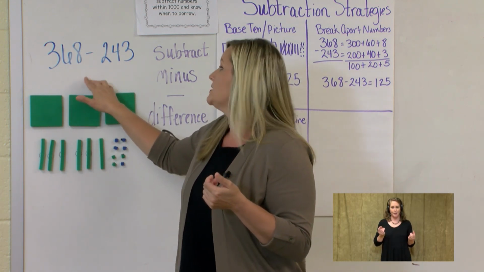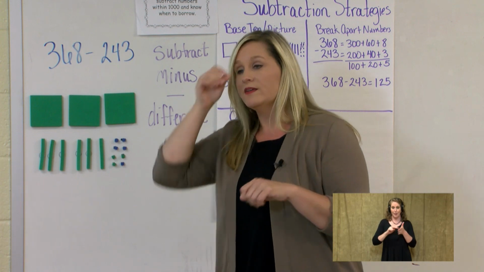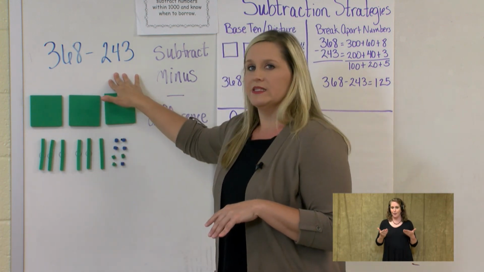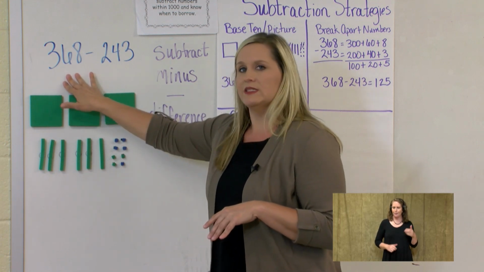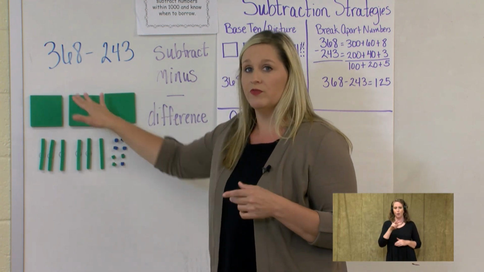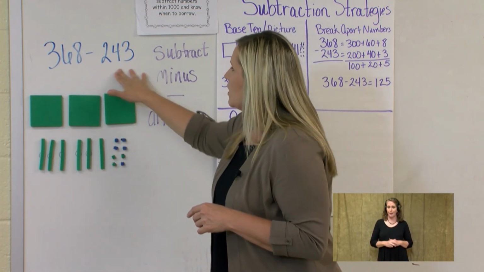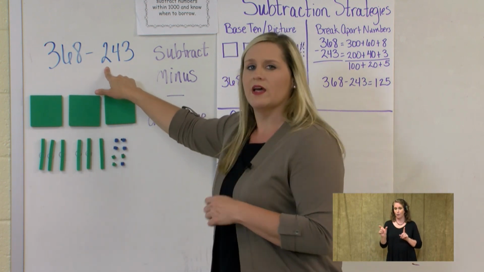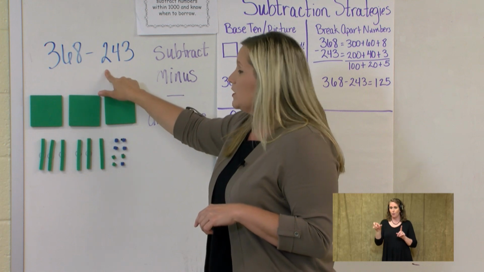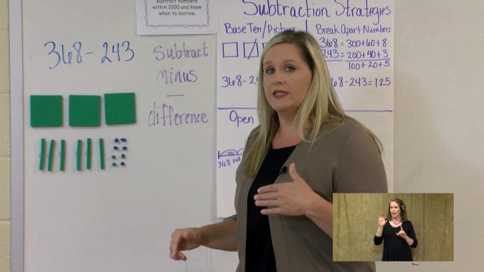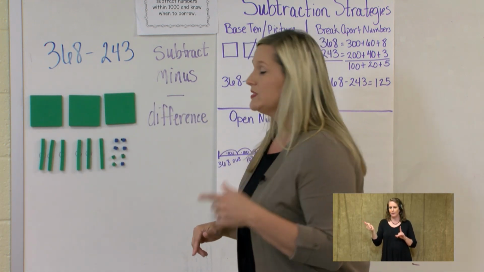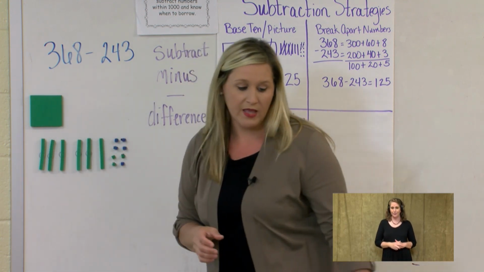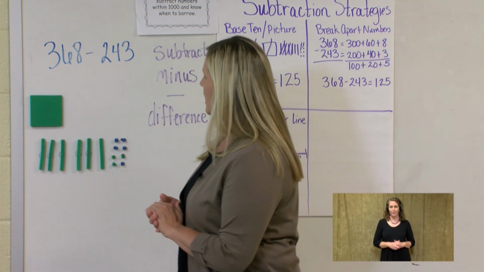Now, what do you think I need to do to solve this problem? Well, remember we said subtraction means take away. So I'm going to take some away. How many would I need to take away from 368? 243. So we can start and just take away by place value. So what number is in the hundreds place? A 2. So how many hundreds will I need to take away? If you said 2, that's exactly right. So I'm going to take 2 of those hundreds away. I'm taking them off. I'm subtracting them.